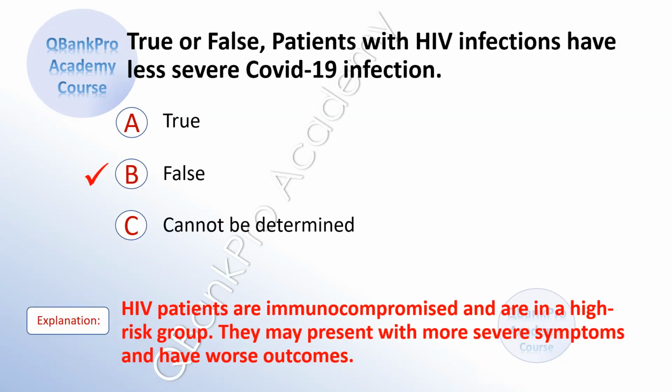The correct answer is false. Explanation. HIV patients are immunocompromised and are in a high-risk group. They may present with more severe symptoms, and they have worse outcomes.